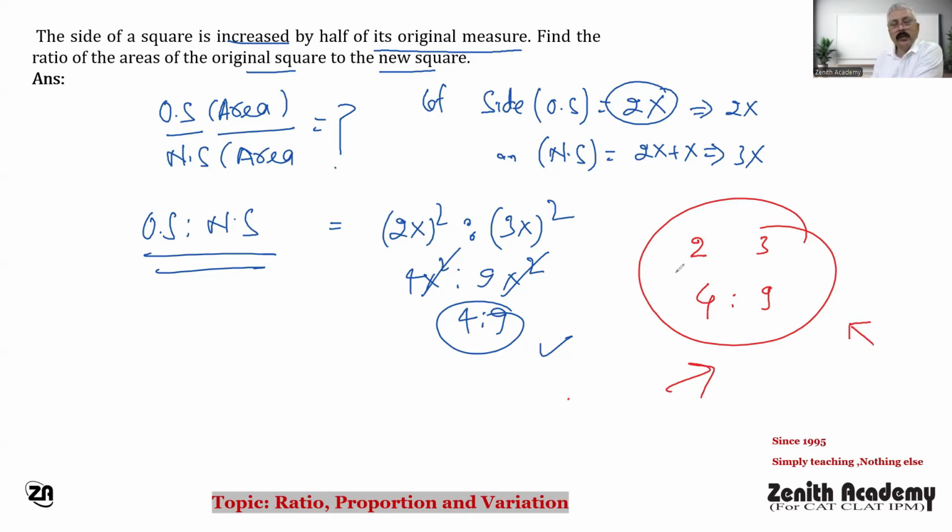Okay, because in ratio questions, if you multiply by the same number in the numerator and denominator both, a ratio will always remain unaltered. Okay, so have this approach in coming questions.